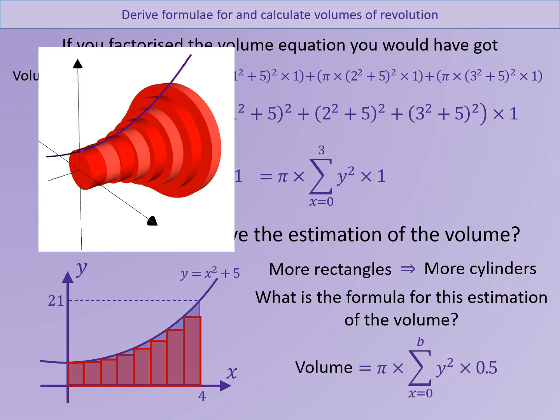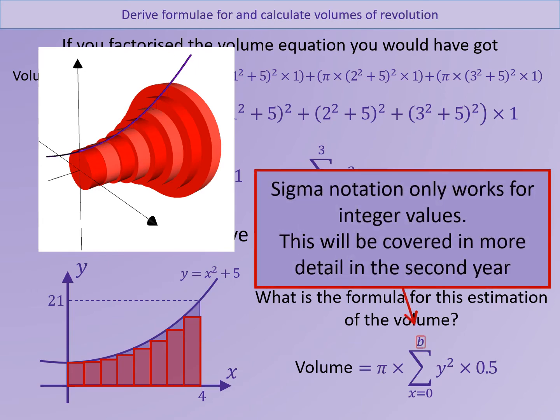this time using the same idea of adding up the volumes of all of the individual cylinders and factorising out any common terms, we can see that we will get pi multiplied by the sum of each of the y squared values multiplied by the thickness of each cylinder, which this time is only 0.5 because we've got thinner cylinders. We'll be looking at this idea of using a summation in second year maths.